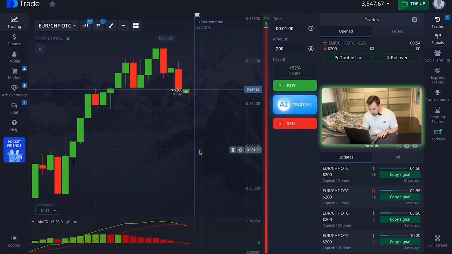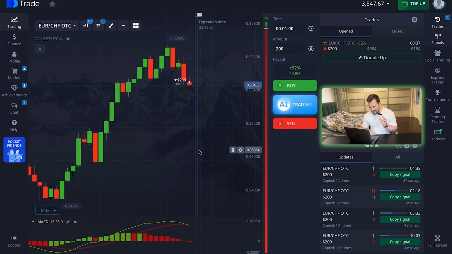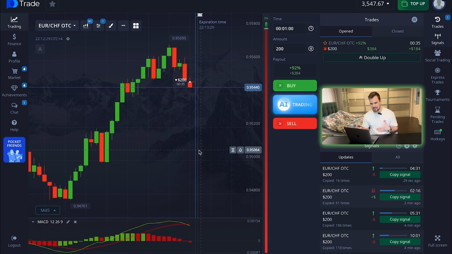I'm in a 1 minute trade, guys. Downwards, $200 this time. This is our currency pair. These are our indicators here. Now we just wait. It's important not to interfere once the trade is live. Sometimes the price might seem to go against you, but if your analysis is right, you stay calm.